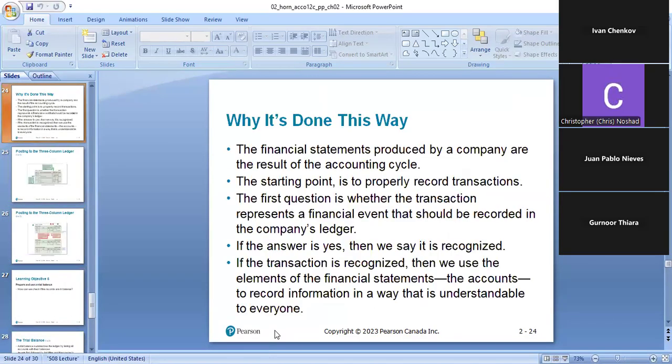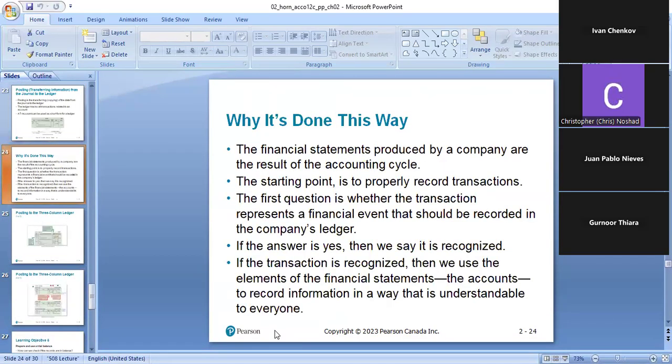Before we go to the trial balance, let's cover something else. Why are we doing it this way? Because the financial statements of the company are a result of everything that happened in the company through its operation for a period of time. If there's no time, nothing is going to happen. We're always going to have a starting point.